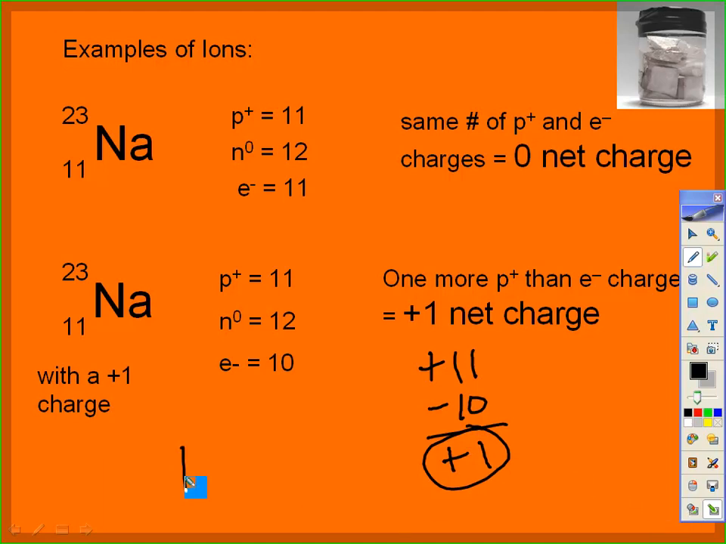So we would write it like this. The +1 goes in the upper right-hand corner as a superscript. So this is a cation. Remember, a positive charge looks like my T. So this is a sodium cation with a +1 charge.